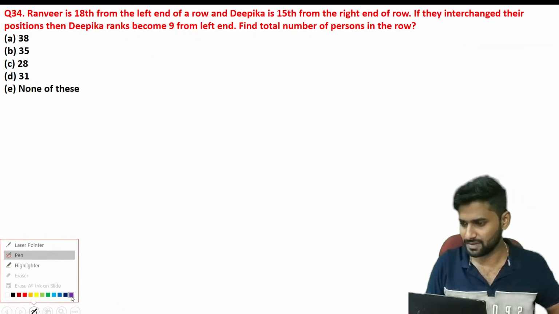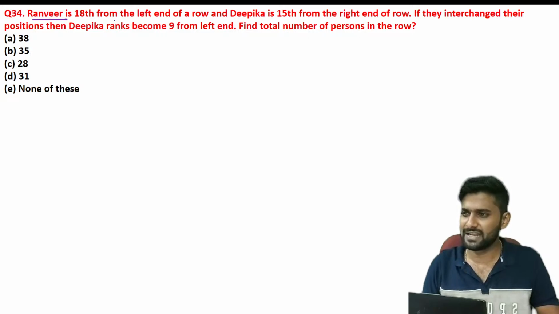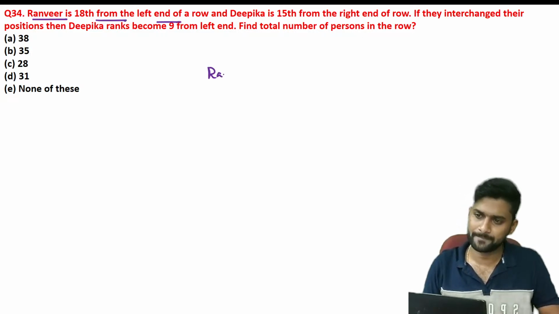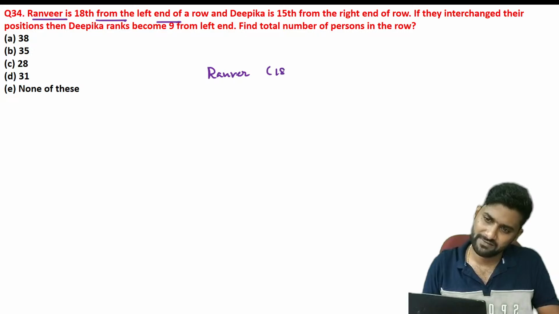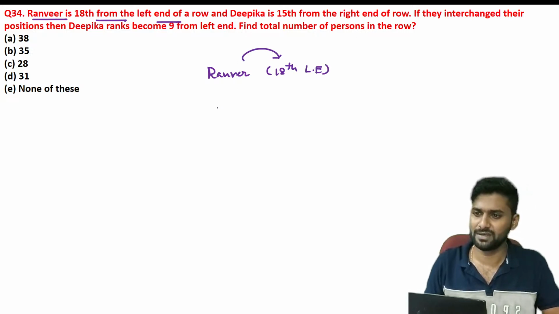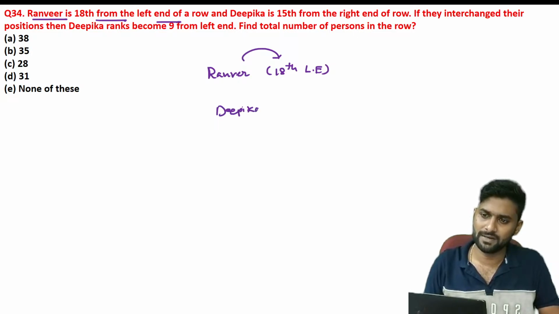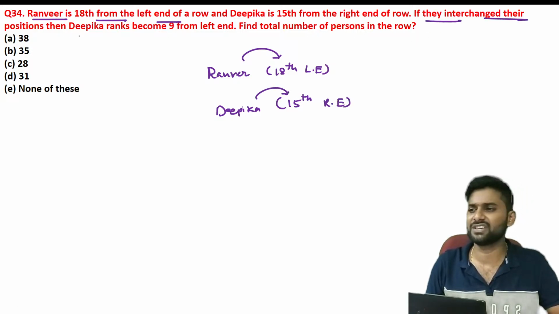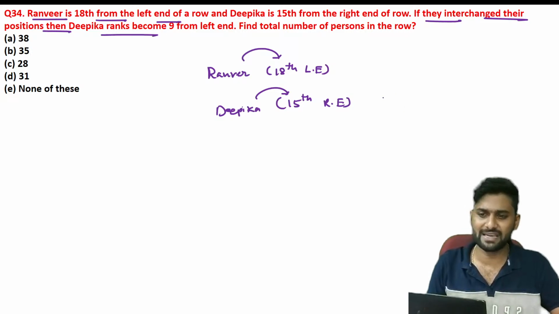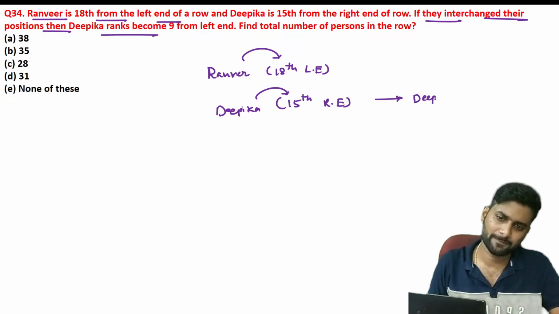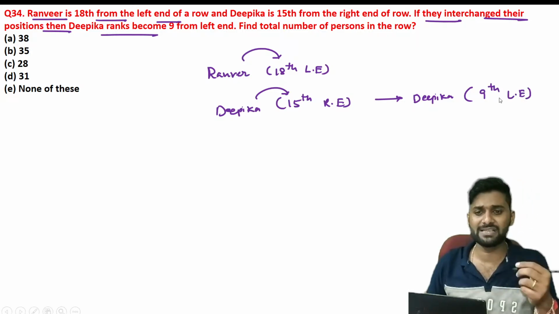Next one. See, Ranveer is 18th from left hand. Here, Ranveer is included. Deepika is 15th from right end. So here Deepika is also included. If both interchange their positions, Deepika is 9th from left end after interchange.